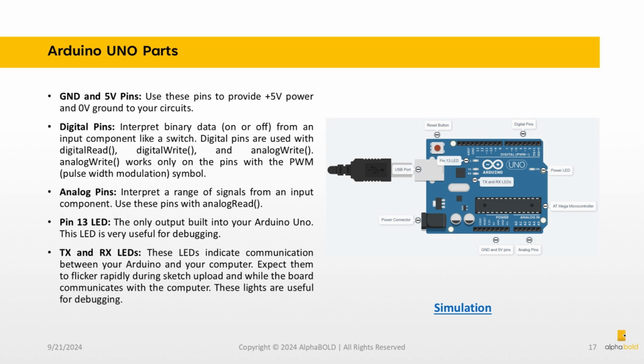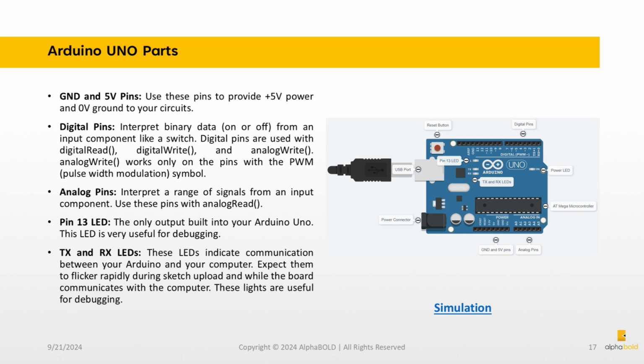GND and 5-volt pins. Use these pins to provide plus 5-volt power and 0V ground to your circuits. Digital pins interpret binary data, on or off, from an input component like a switch. Digital pins are used with digitalRead, digitalWrite, and analogWrite. analogWrite works only on the pins with the PWM, pulse width modulation, symbol.